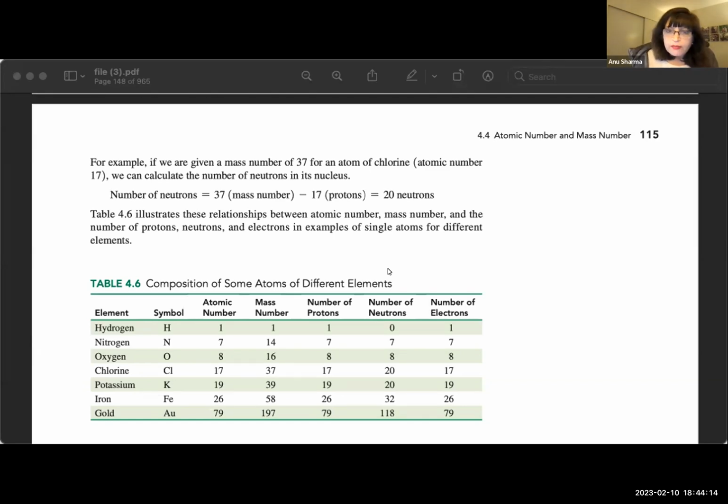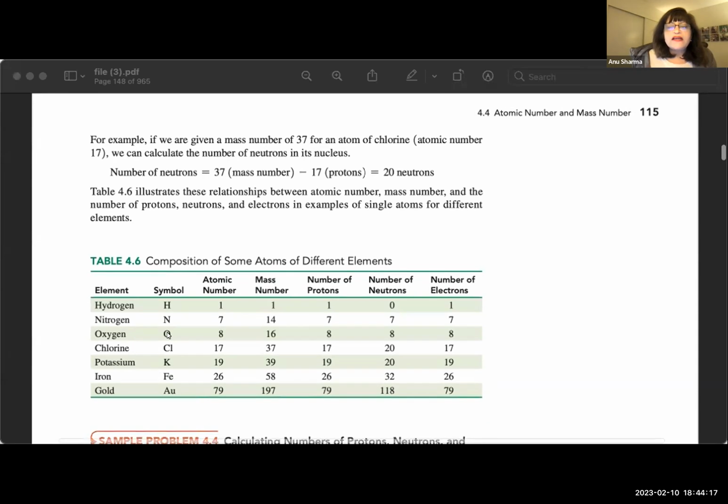So as you can see, every element has a name, every element has a symbol. There is an atomic number associated with every element. That atomic number defines the physical and the chemical properties or the nature of the atom. The identity of the atom is associated with the atomic number.